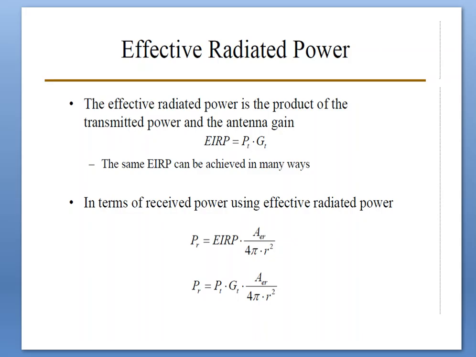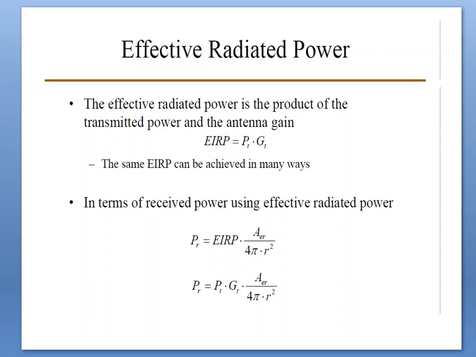Based on transmitting power and gain, the isotropic radiator EIRP is defined as the product of transmitting power and gain. Again back to the range equation, for the more general case in which the transmitting antenna has some gain relative to the isotropic antenna, we replace PT with the EIRP, and the received power is equal to EIRP multiplied by the effective area of the antenna divided by 4 pi r squared.